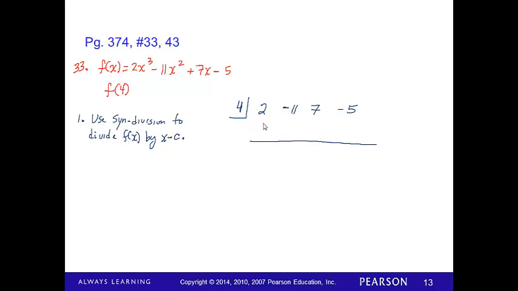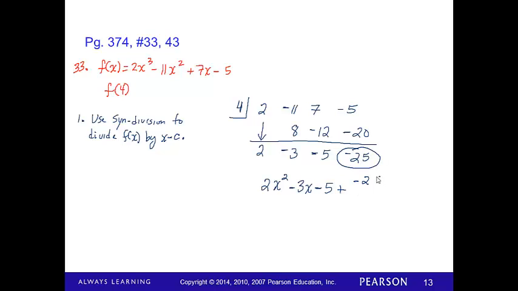Now we're going to go ahead and do the synthetic division. So we drop down the 2, and we get 8. Add these, we get negative 3. Multiply, negative 12. Add, negative 5. Multiply, negative 20. Add, negative 25. So now our new polynomial is going to be 2x squared minus 3x minus 5 with a remainder of negative 25.